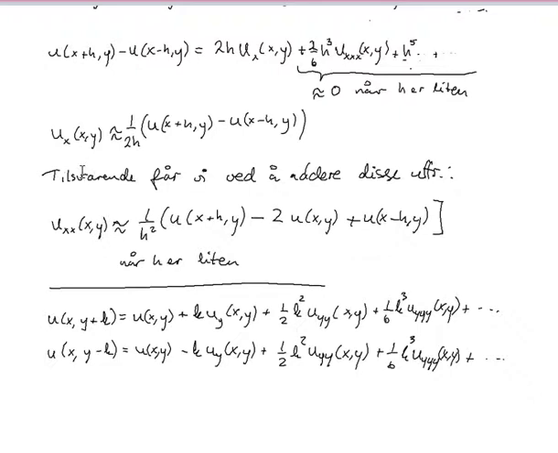We can do exactly the same, keeping x. If you keep x at a fixed value, we can make a Taylor expansion of this function with respect to the second variable. And if, instead of using h, we use the constant k, we obtain in exactly the same way as above this Taylor development of this function.